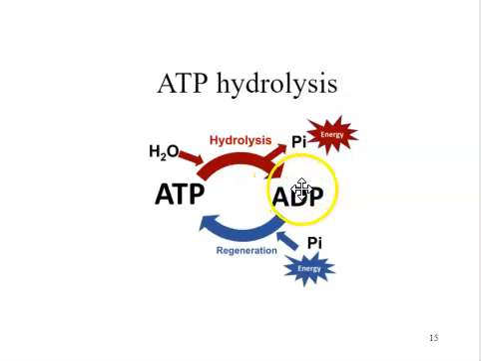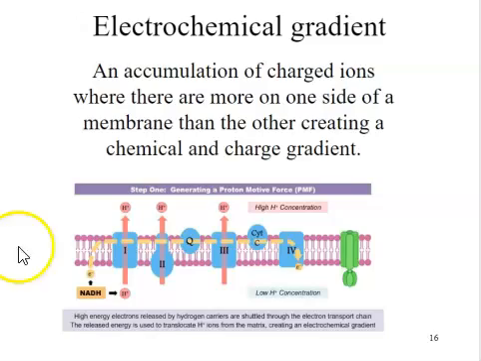The converse or the opposite process is the synthesis of ATP, which I mentioned once before. ATP hydrolysis releases energy. It's an exergonic reaction. Active transport generally involves doing this, breaking down or hydrolyzing ATP. An electrochemical gradient is a term used to refer to an accumulation of charged ions where there are more on one side of a membrane than the other, creating a chemical and a charge gradient.